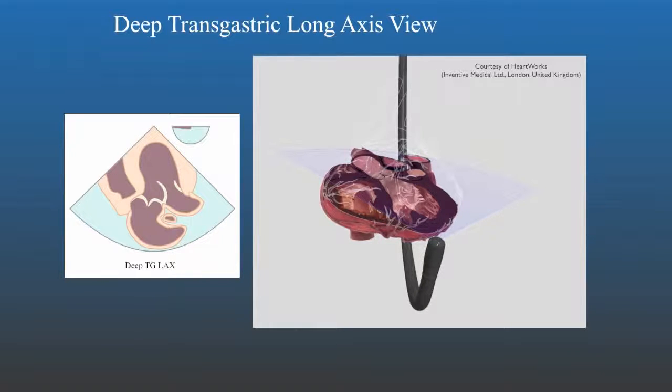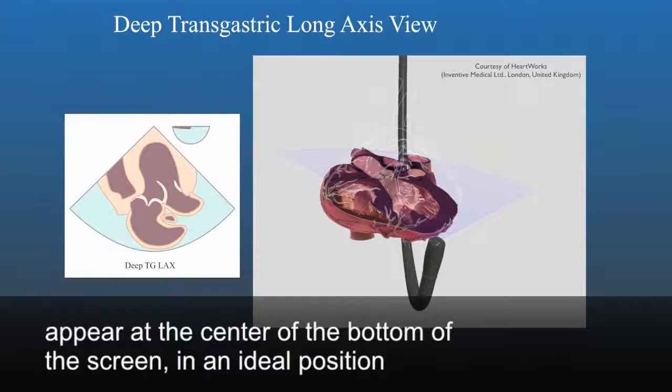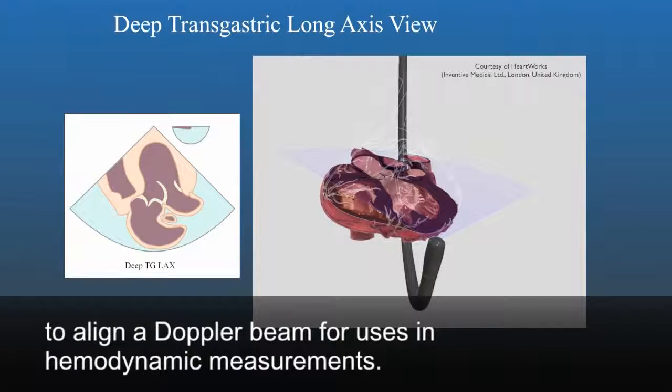In this view, the apex of the left ventricle appears at the top of the screen while the base is at the bottom. The left ventricular outflow tract, aortic valve, and proximal ascending aorta appear at the center of the bottom of the screen in an ideal position to align a Doppler beam for use in hemodynamic measurements.